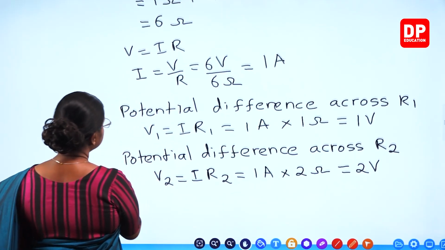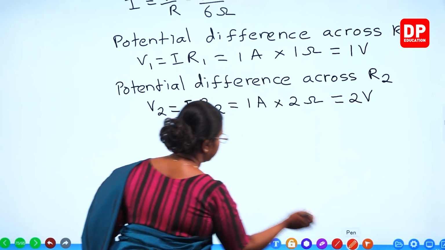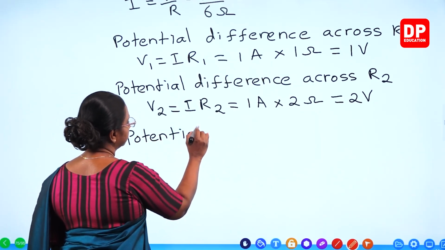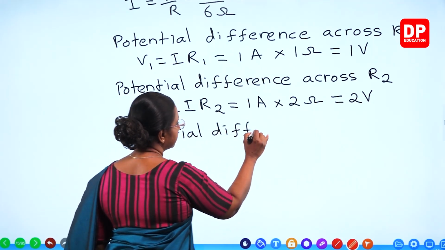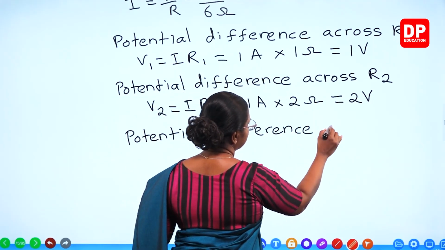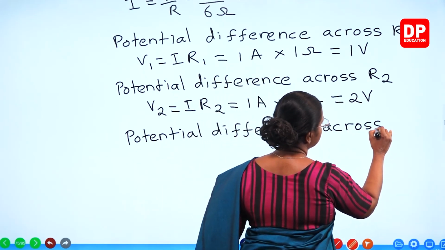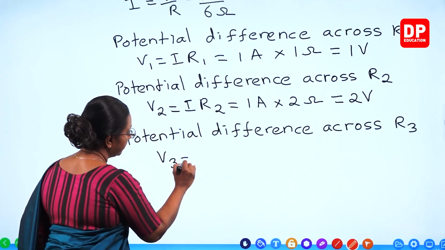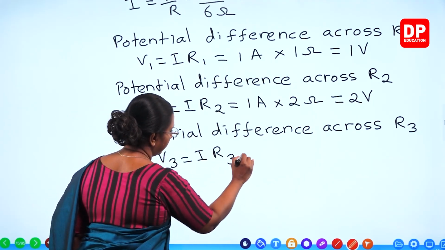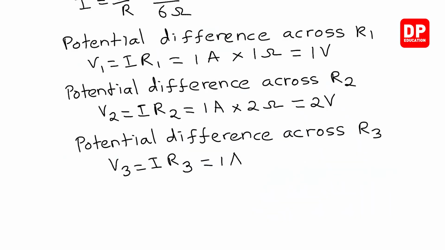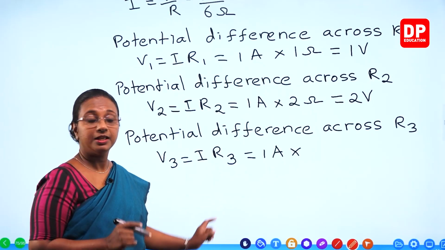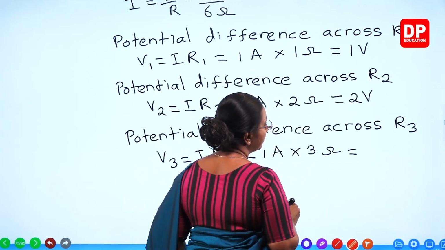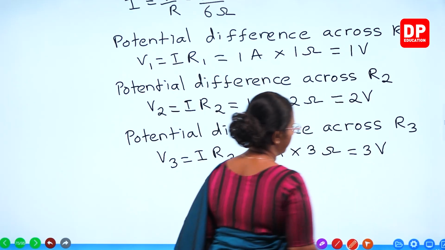Then potential difference across R3. That is V3 equals I into R3. I is the same, 1 ampere, but R3, you all know, is equal to 3 ohms. So that is going to be equal to 3 volts.